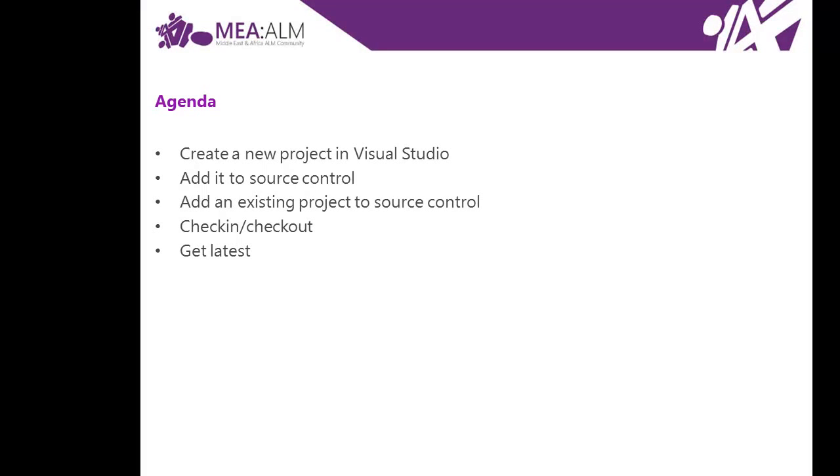So in this video I covered how to create a new project in Visual Studio and add it to source control, how to add an existing project to source control, how to do a check-in and check-out, and I also explained what that means, how to get latest, and how to view the history and the content of a change set and the difference or the modification that happened to a file between two change sets. I really hope that you enjoyed this video, and thank you for watching.